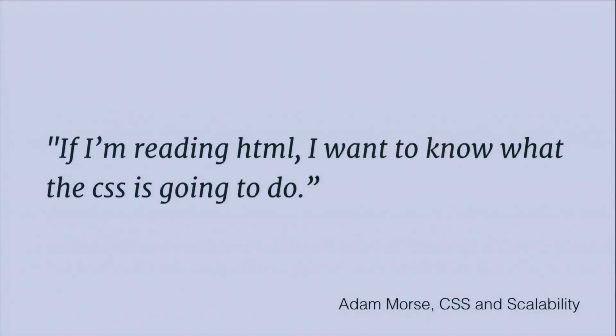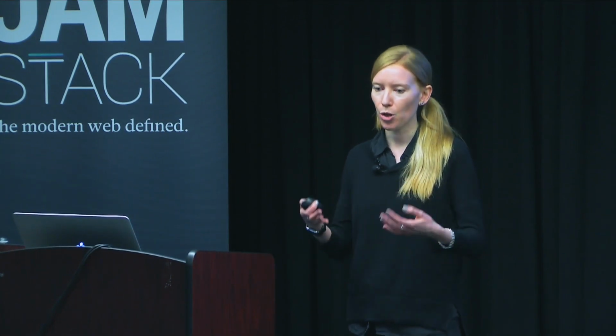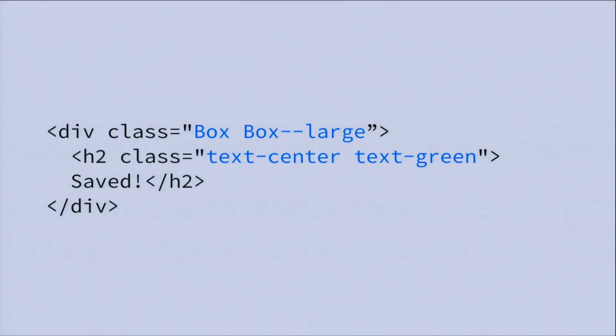Adam Morse talks about this in a really good article called CSS and Scalability. And I think that's really important to becoming fluid at building the front end. If you can internalize the class names and know what stuff is doing without having to go and even inspect or dig around the CSS, then the development workflow gets faster and easier. And so our markup started to look a bit like this. So we could just see, oh, that's a box and it's a large box, and the text is centered and it's green. Now I know what's happening.